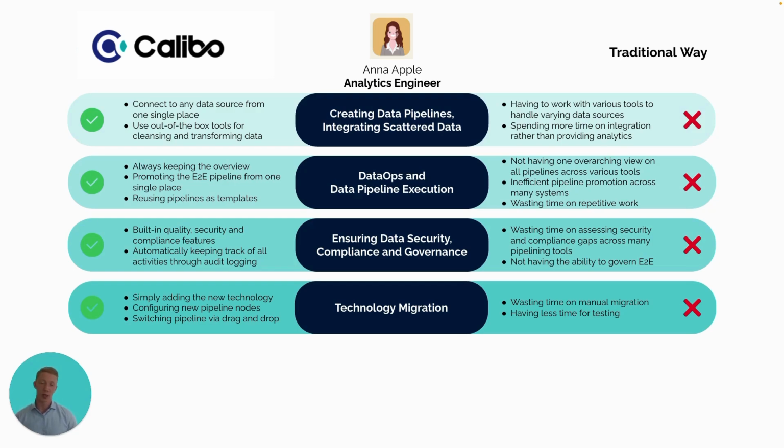Now the last step here is the technology migration. We spoke about this at the very end, assuming that you would have to migrate from one technology to another. In the traditional way, this would have taken a lot of time because you would have to recreate a lot of the objects and rewrite a lot of the SQL. Now with Calibo, it's just a few clicks, you add a few more nodes and you switch the pipeline via drag and drop. And of course, you would first have your infrastructure architect connecting the technology to Calibo.